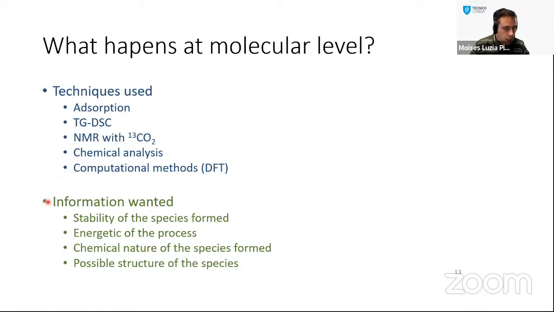And essentially, what we wanted to see was the stability of the species, the energetics of the process, also the chemical nature and the possible structure. I will not go into all the details, but I will try to highlight the main topics, the main points that we have seen in here.